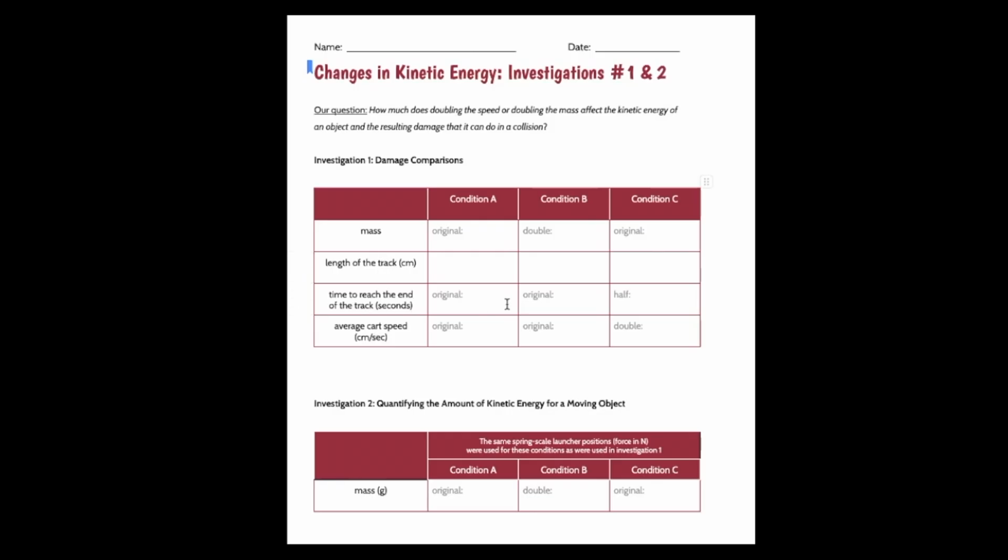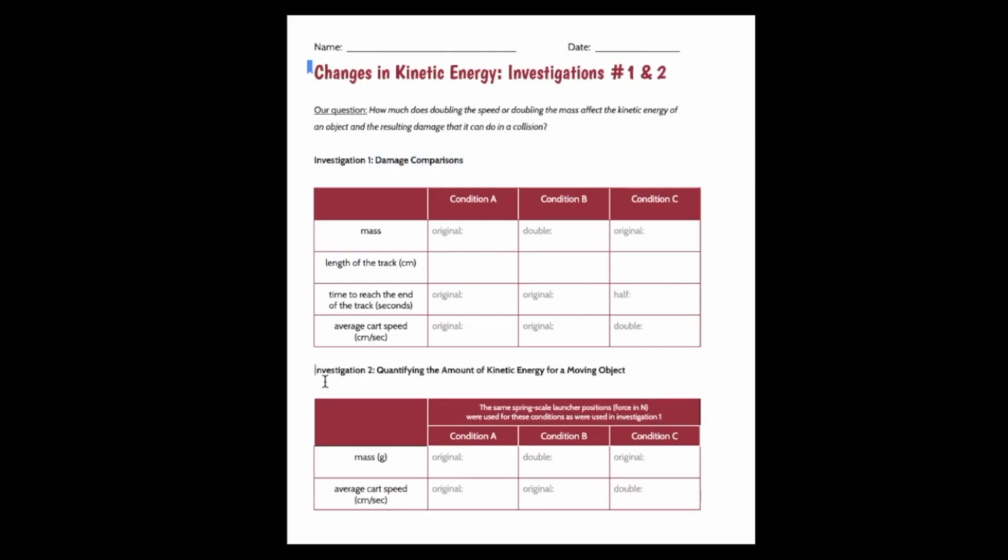The time to reach the end needs to be very similar in conditions A and B to create the same speed, but we are going to have half the time to reach the end in condition C because we're going to double the speed. So when you pull it back, it should go faster to reach the end of the track. This is all investigation 1, and we're going to compare the damage. In investigation 2, you will see we're going to be looking at the same three conditions, but we're going to be using some videos, and we're going to record the data from the videos.